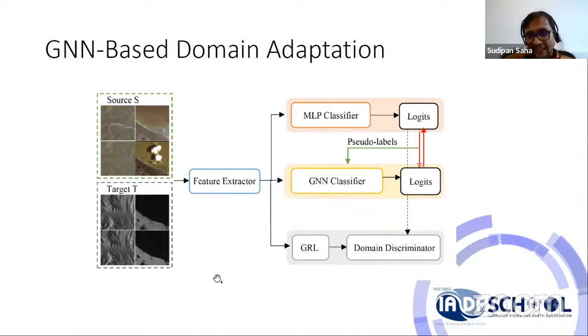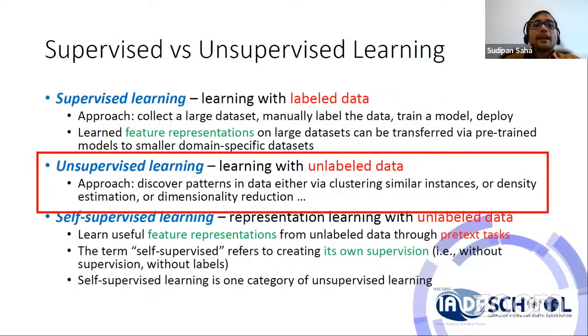both the MLP and the GNN classifier are learning a network which is adapted to the target SAR images. So this paper, I'm not sure if the IGARSS papers are already out. This will come out with the IGARSS papers, and I encourage you to read it. It's quite interesting. So this is a GNN-based domain adaptation, but of course there are tons of other domain adaptation approaches available in the literature. This is a huge research area in itself.